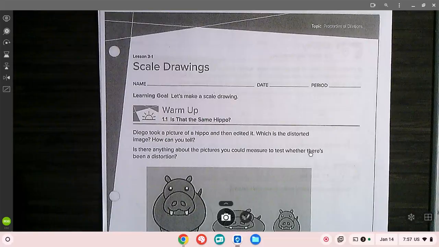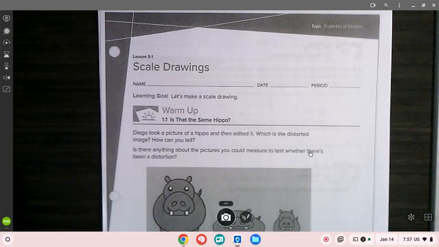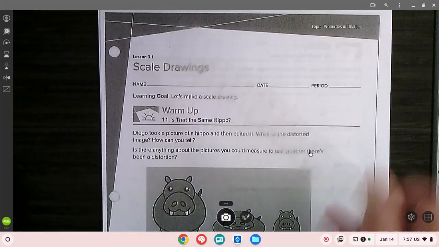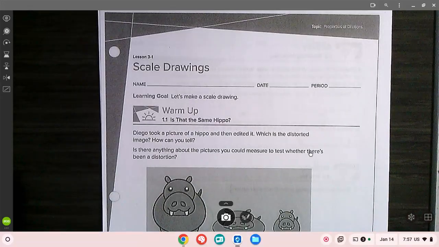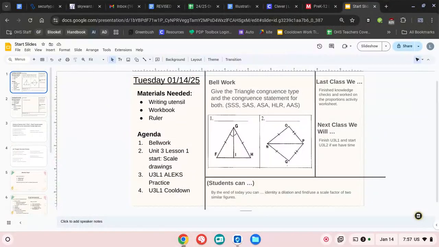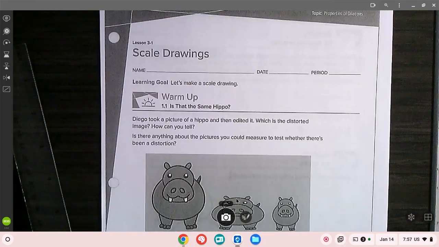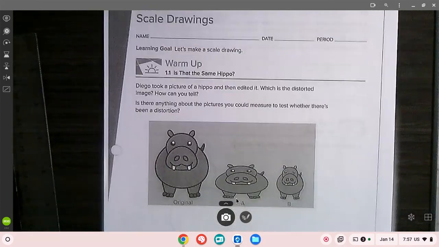Okay, so let me ask you something real quick. Before, I used to call rulers straight edges, because we would not do what with our rulers? Measure. Technically, we wouldn't measure. But if you looked at my materials, I have finally called it a ruler. So what that means is we're actually going to be using our ruler to measure distances. So let's go ahead and look at our warm-up for scale drawings, lesson 3.1.